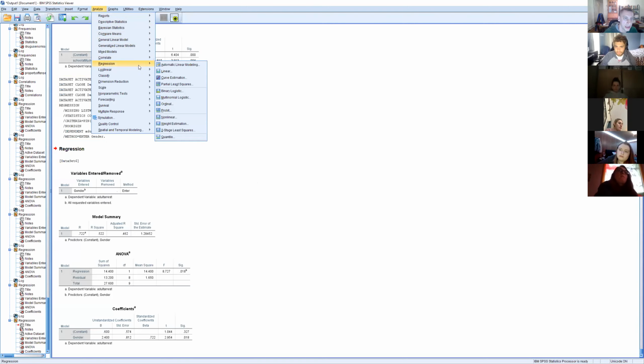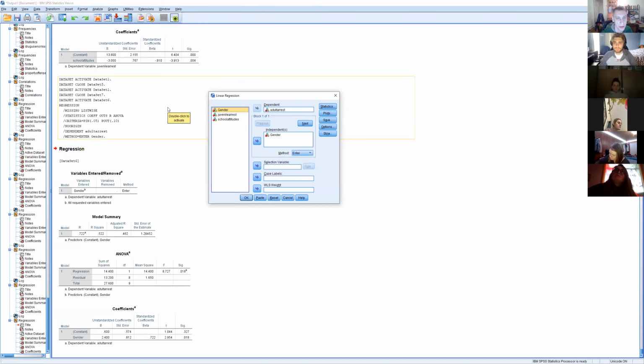Analyze, regression, linear. Also, folks, just make sure that you're going to linear regression. This is the idea of minimizing the spread of the data, or the differences between the observed data points, by drawing a line that minimizes those differences, that best sums it up. That's why it's called ordinary least squares regression. It's called a linear regression because it's assumed the regression line is straight. We are doing a simple linear regression here because it's just the one predictor. So let's put the juvenile arrest in there.